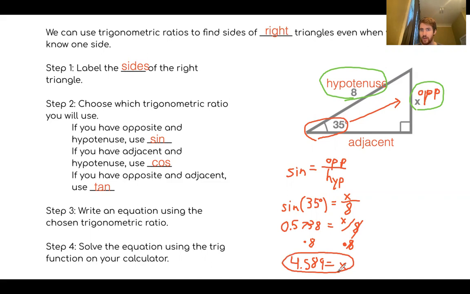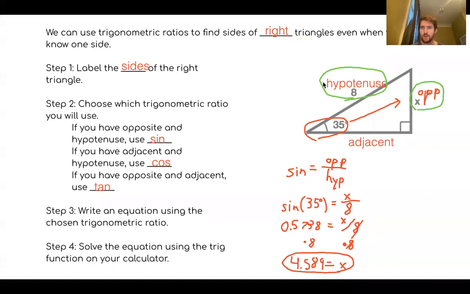There's our answer. We can look at the triangle and see, does this answer make sense? And it looks like it does, right? This side is less than 8, so it makes sense that it's about 4.5, 4.589. If we'd gotten an answer like 1, that would have probably been too small. If we had gotten an answer like 20, we would have known we made a mistake. So in this case, we got 4.589, and there's our answer.